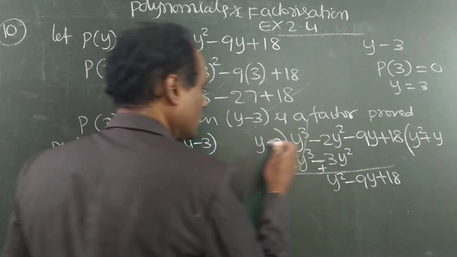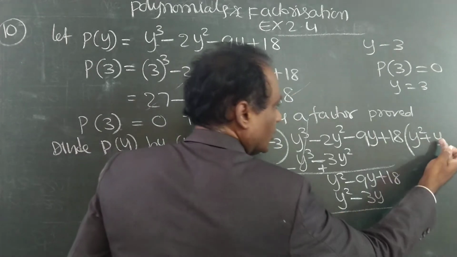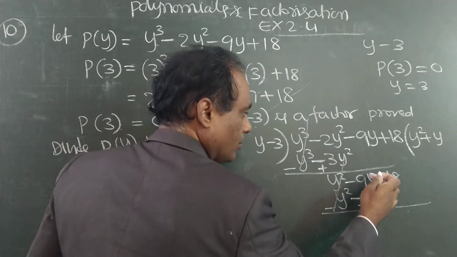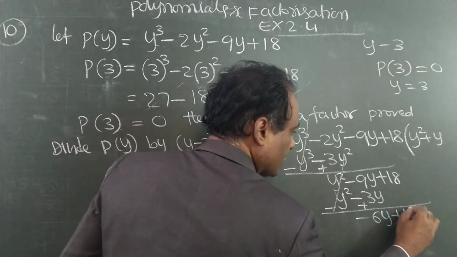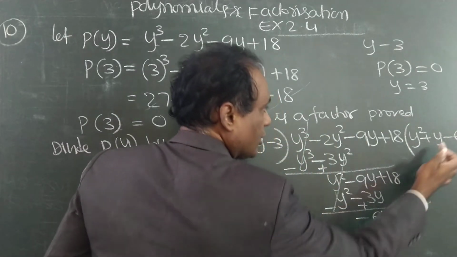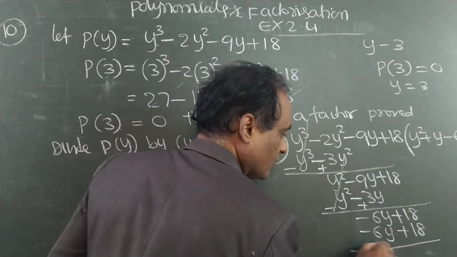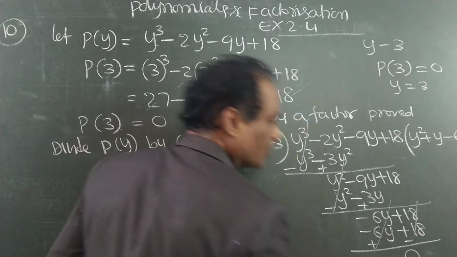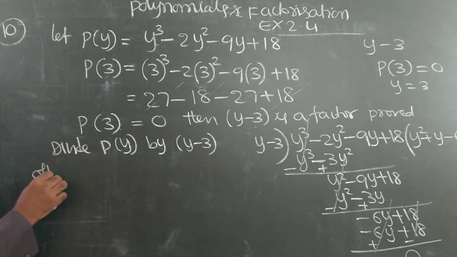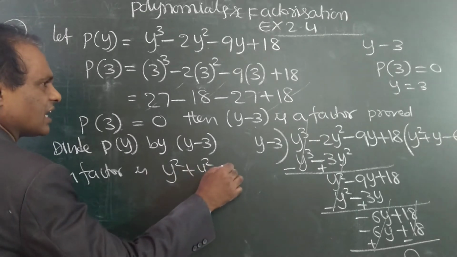Plus y you take: y into y, y square; y into 3, 3y. Change the signs, minus plus. Minus 9y plus 3y is minus 6y plus 18. So minus 6, minus 6 into y is minus 6y, minus 6 into minus 3 is plus 18. So this minus will become plus, plus will become minus, cancel, 0. The remainder will always be 0. This is the other factor; you can call it the other factor or quotient.